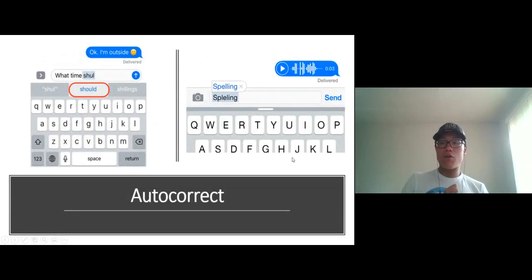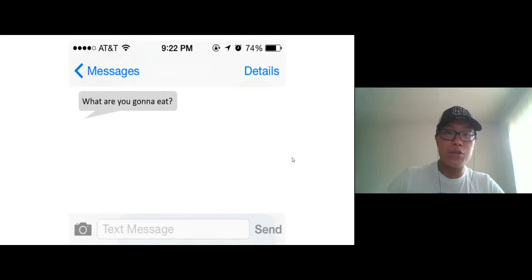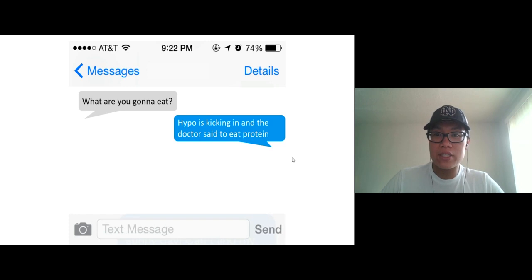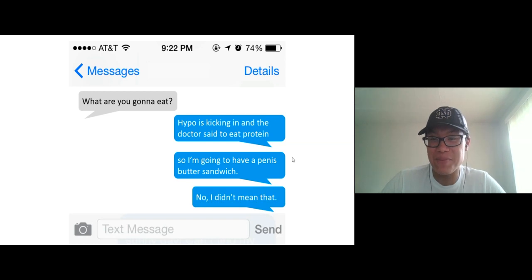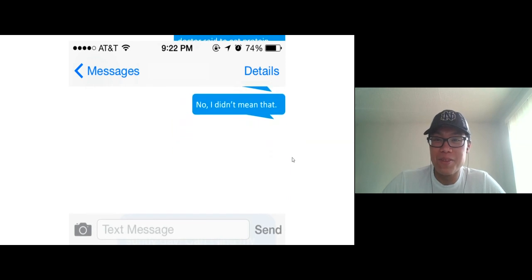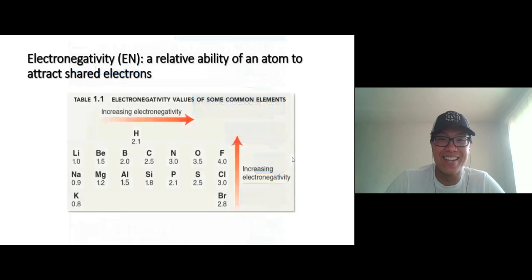A little bit more about autocorrect on your phone. Let's say this conversation. First person says, "What are you going to eat?" And says, "Hypo is kicking in," and the doctor said, "I need to eat protein." So I'm going to have a peanut butter sandwich. No, I didn't mean that. Peanut butter sandwich. Oh, not done yet. I mean peanuts. Oh my God. Forget it. That happens sometimes. You type it wrong, autocorrect just keeps making it wrong again and again.